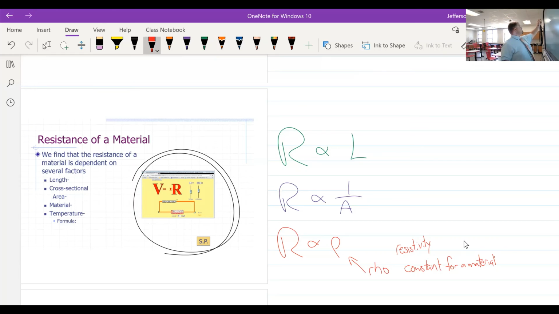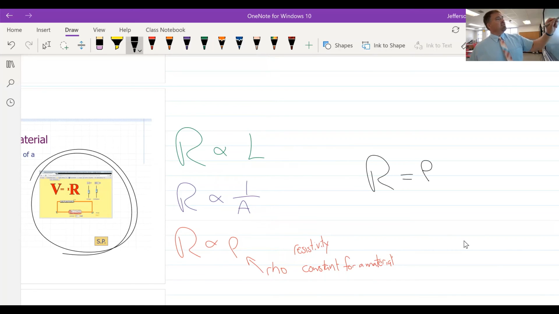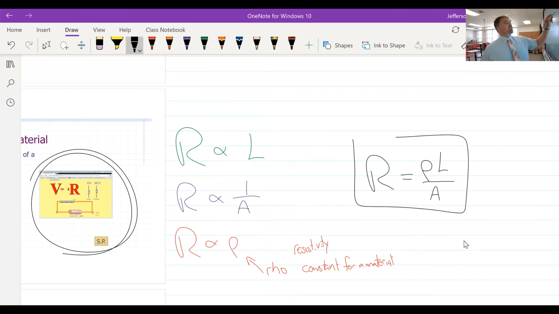Now, the last thing we're going to talk about in this is temperature. Before I go into temperature, I'm going to give you the equation that's in your reference table, because that throws it all together, which states that the resistance of a material is equal to the resistivity times the length divided by the area. And this will let you find the resistance of it at a constant temperature, because this resistivity changes with temperature.